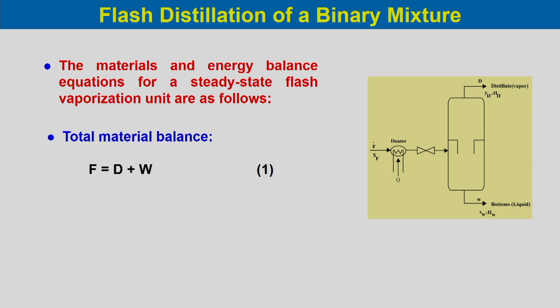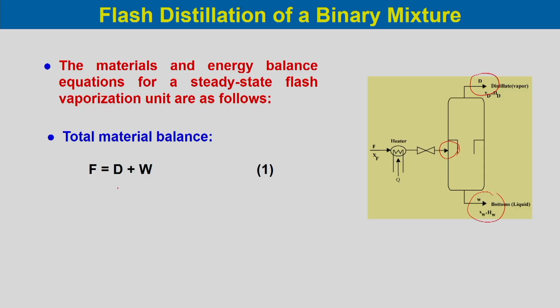So, feed is F mole per unit time, and then you have a distillate flow rate which is D, and you have a bottom flow rate of W. So, total material balance would be: entering into the flash drum is F, and out from the column is these two. So, rate of moles in would be equal to rate of moles out. If you do that, F would be equal to D plus W. Let us say this is equation 1.